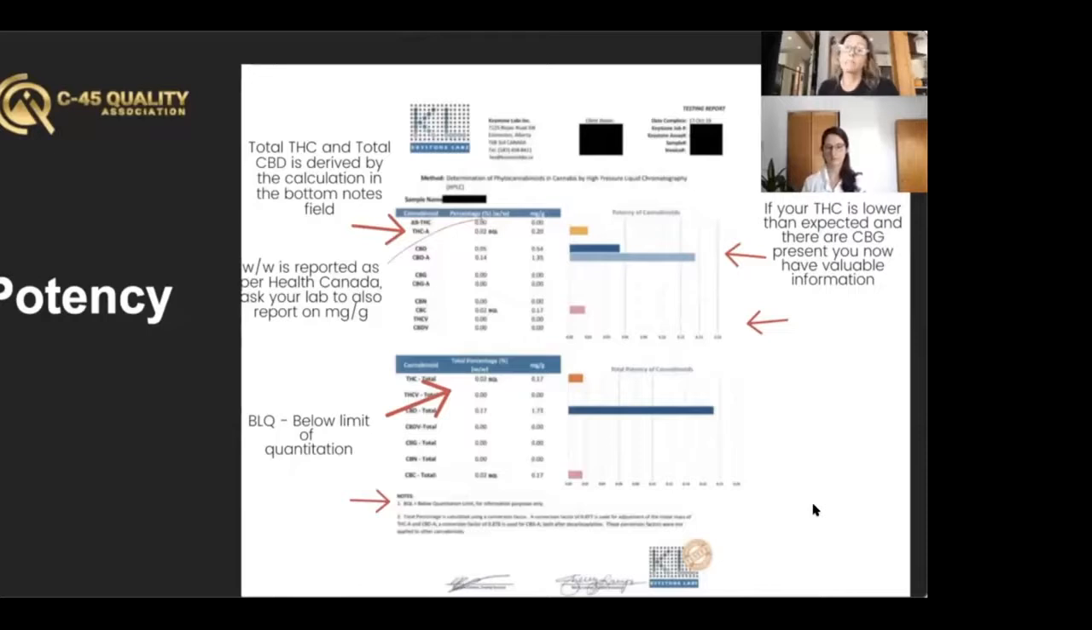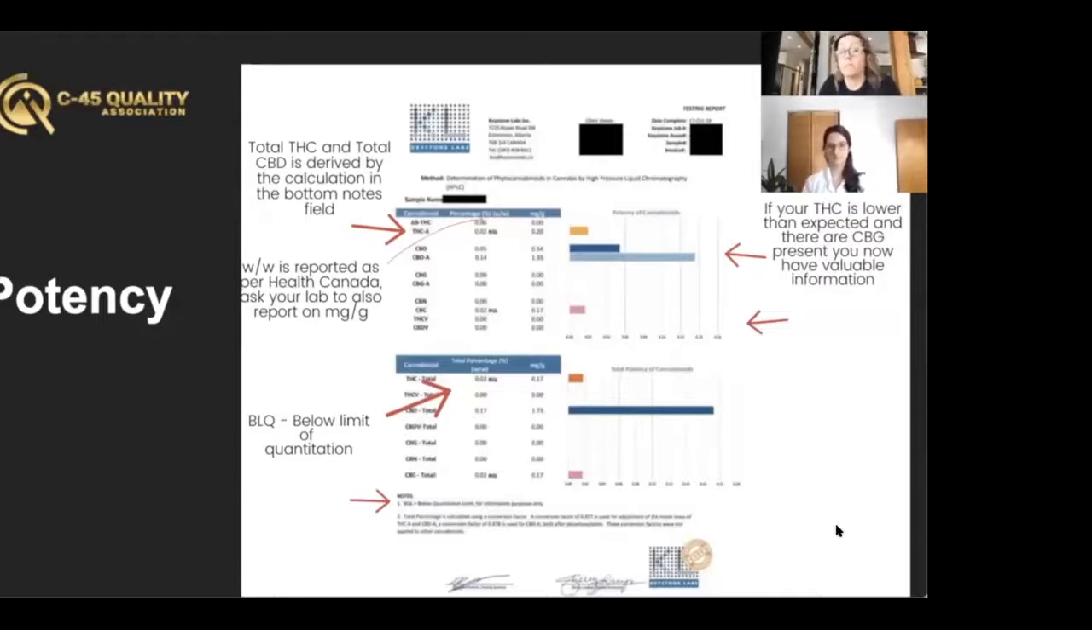Some labs will report in milligrams per gram as Health Canada wants it. So I should say all labs will report that way. Some labs will also give the reporting in weight per weight. So on this lab report, we have both.